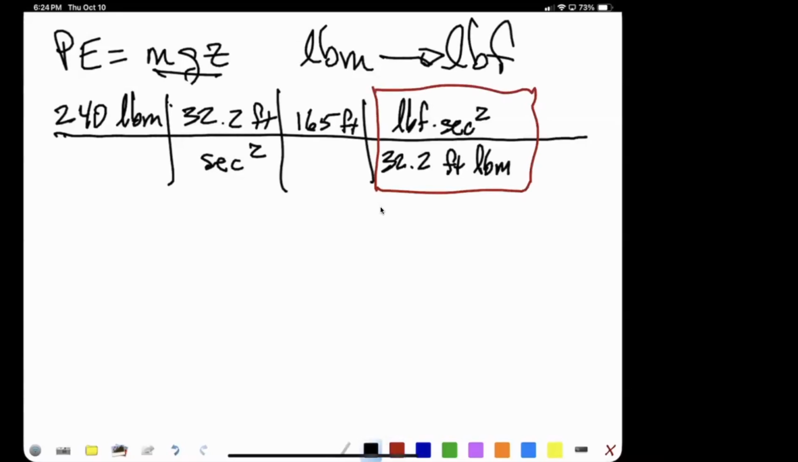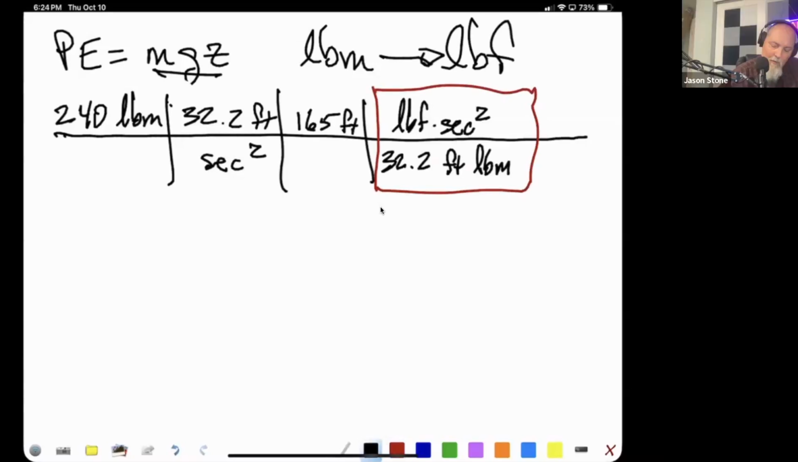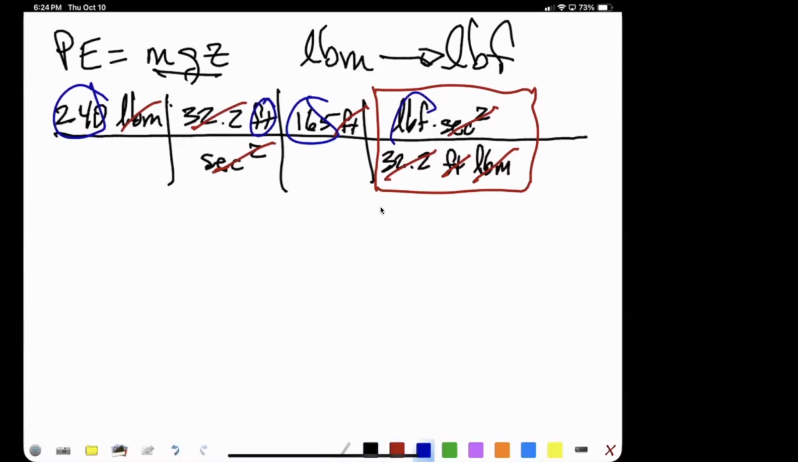Now, you can tell where it goes in the equation because you need the second squared to cancel out. So the second squared cancels out. The pounds mass cancels out. One of the feet cancels out. The 32.2 cancels out. And so what we're left with is 240 times 165 foot pounds force.